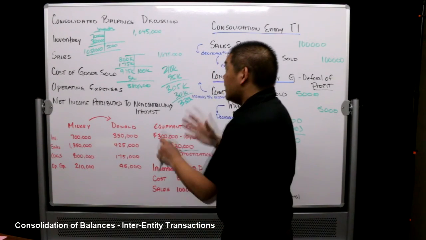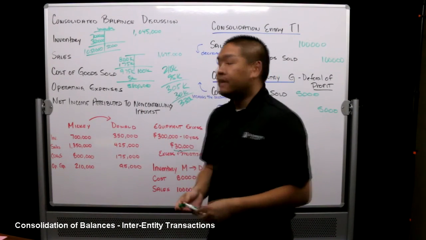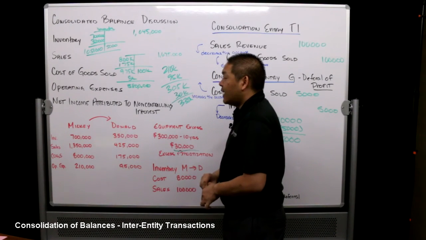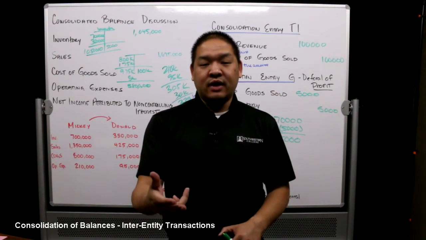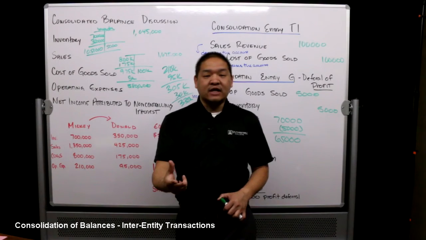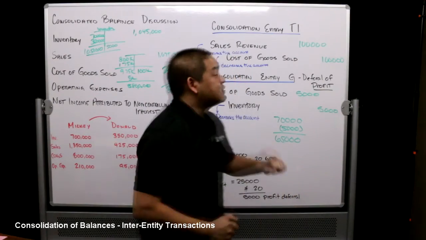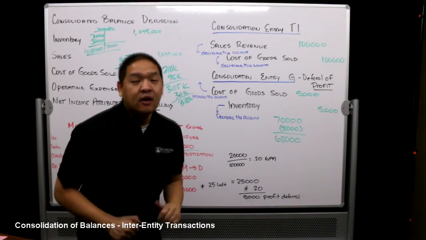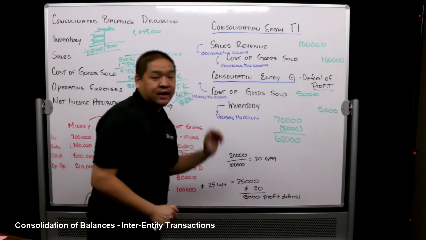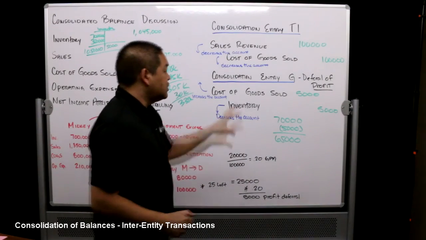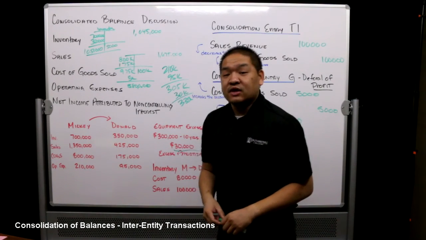Okay, so what we've shown you here is how you would consolidate balances for inventory, sales, cost of goods sold, and operating expenses when we have intra-entity transactions. So this chapter is all about intra-entity transactions. In this video, we covered these 4 accounts and how we get to it. How we get to it is by using what we already know. What we already know is that we do a Consolidation Entry TI. We also do Consolidation Entry G. Once we've done those two, then we can use what we have here to then close up all of our T accounts here, which would give us our consolidated balances.